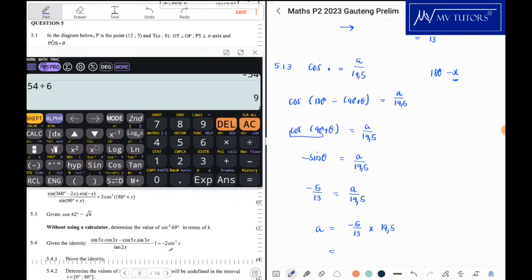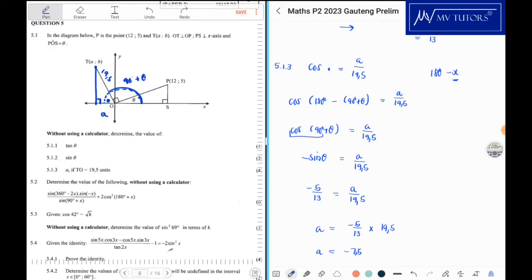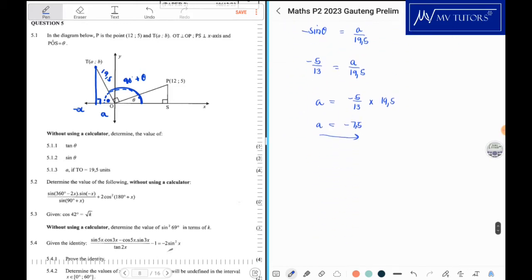We have to use the calculator. I don't know how else we're supposed to get it. But we know that a is supposed to be negative regardless. So we have negative 5 over 13 multiplied by 19.5. If we were not to use the calculator, it would take us forever. Okay, so basically a then is equal to negative 7.5. So yes, it has to be negative because we're on the negative x-axis side. So that's 5.1.3. Now we can go over to 5.2.